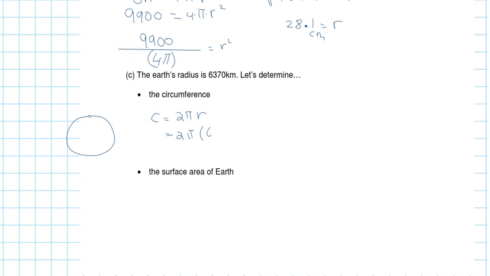What do you get for that? 40,023.89. And unit? Kilometer squared. Just kilometer. It's not an area, it's a circumference, right? Perimeter. So it's just kilometer.